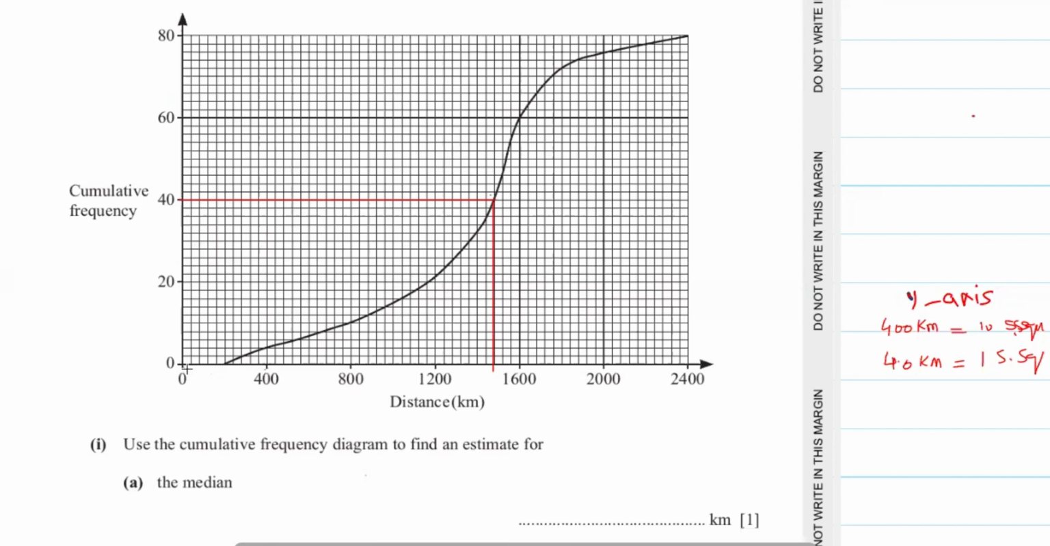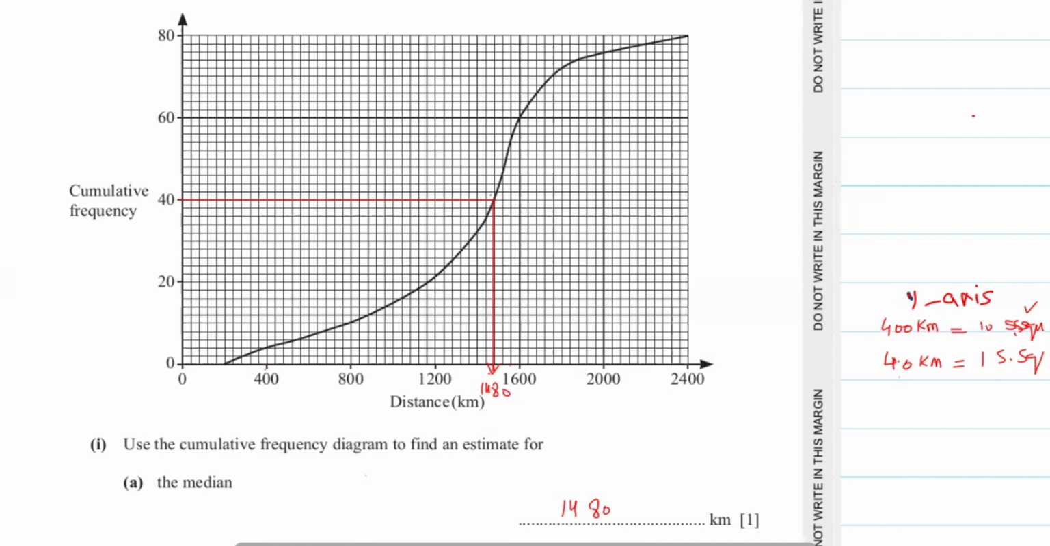Here, 400 kilometers equals 10 small squares. Therefore, one small square will be equal to 400 divided by 10, which is 40 kilometers. Therefore, this is 123 minus 120, and this value will be equal to 1480. This 1480 kilometers is the distance covered by the 40th motorist.